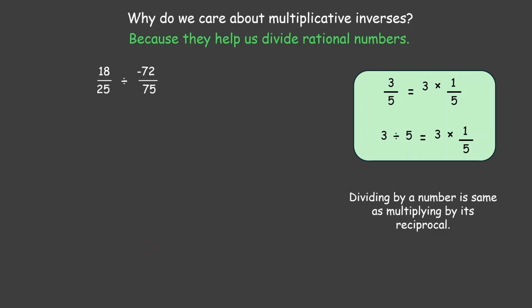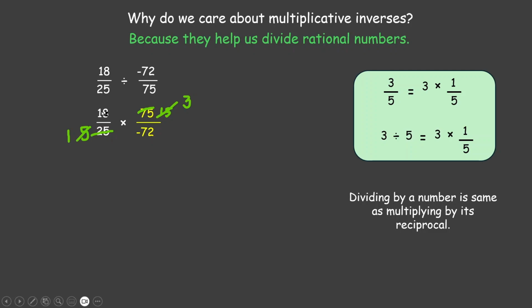18 by 25 divided by minus 72 by 75. So 18 by 25 multiplied with 75 by minus 72. Now let's simplify this. 25 is divisible by 5 and 75 is divisible by 5 as well. So that's 5 into 5, 5 into 15. Once again, that's 5 into 1, 5 into 3.